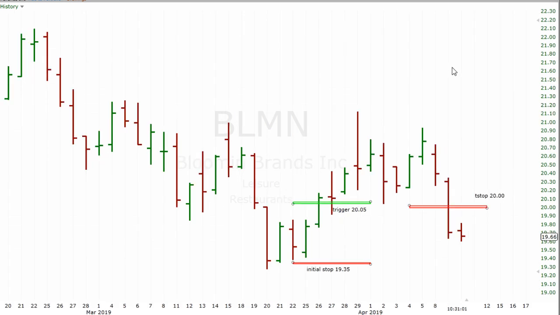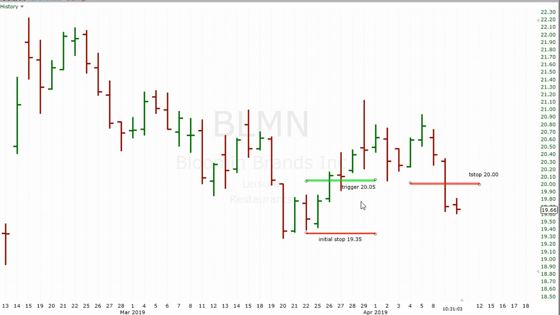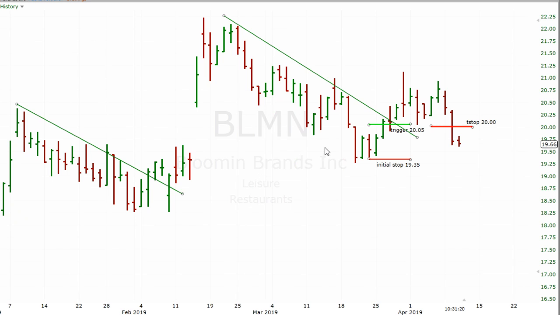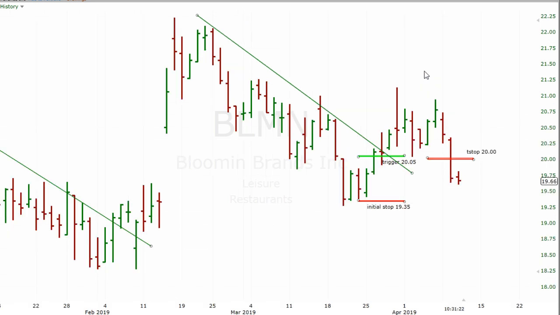Bloomin', right? This is one that I talked about when we did the last live show two weeks ago. This is one I actually kind of liked, because I drew a trend line across these highs here. This is the way I did it. I was looking at candlesticks, so I drew a trend line across these highs, and I was like, oh man, look at this beautiful pattern here.